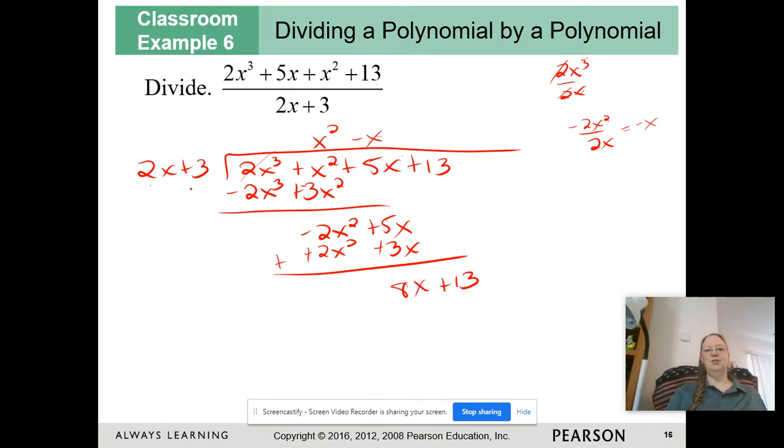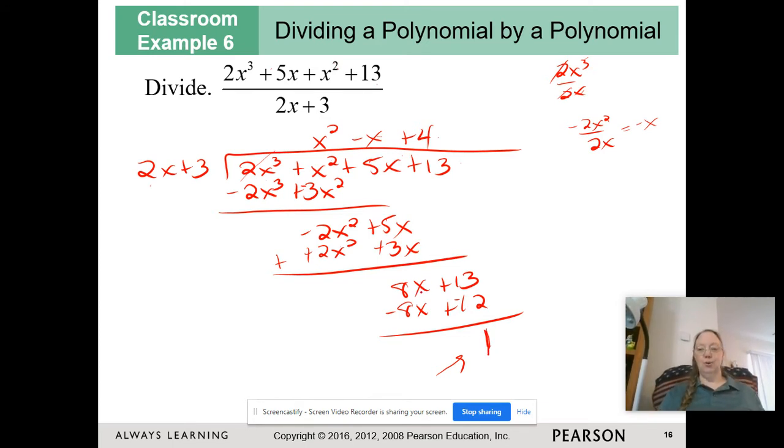And repeat. 2x goes into 8x 4 times. And then we're going to multiply. 8x, and we multiply. Don't forget to distribute. 4 times 3 is 12. And we change the signs. Now, this one is different. Well, it was different in a couple of different ways. One, it wasn't written in descending order. And two, this one has a remainder.